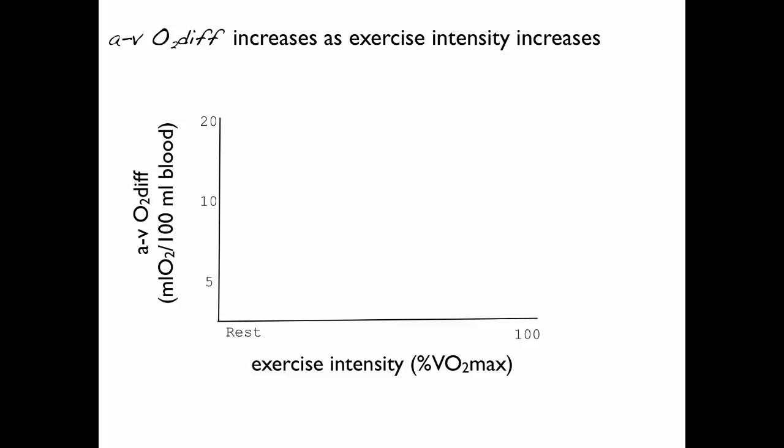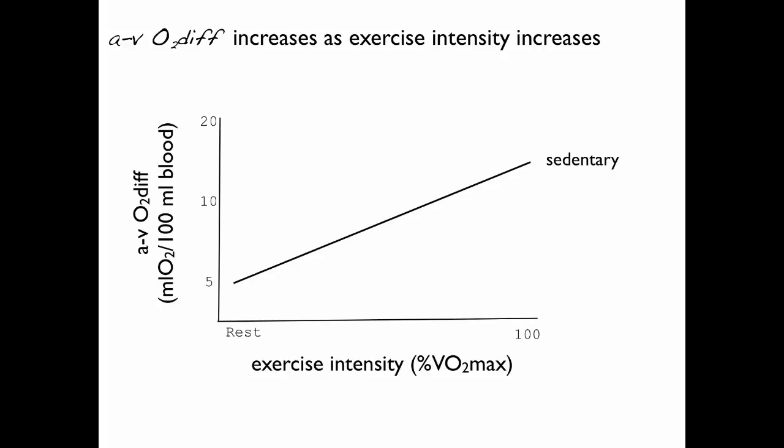In that quick example, I showed you that AVO2 difference increases as exercise intensity increases. So I showed you both the resting situation and the maximal exercise situation, which I've graphed here. On the y-axis, I've got AVO2 difference, the amount of oxygen extracted by the tissue. And on the x-axis, I've got exercise intensity, represented by percent of VO2 max. So we can see at rest, we had an AVO2 difference of about 5, and at maximal exercise, an AVO2 difference of about 15.